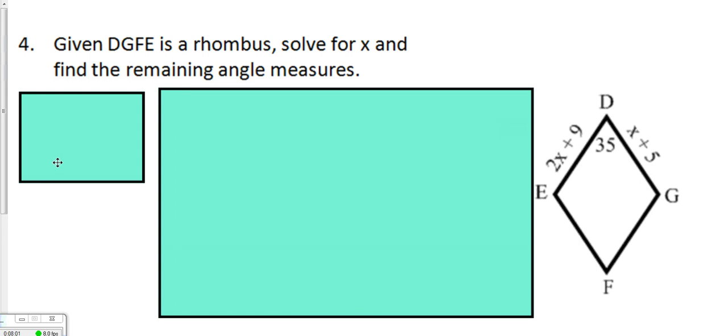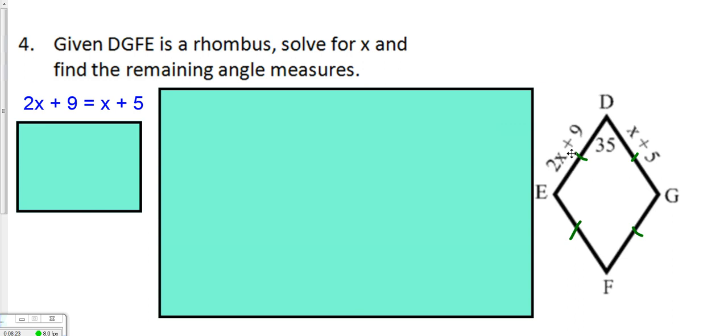Example 4, given that DGFE is a rhombus, solve for X and find the remaining angle measures. Well, because it's a rhombus, we know that this side is congruent to this side, is congruent to this side, is congruent to this side. All of them are the same length. So what that tells us for sure then is that 2x plus 9 equals x plus 5, because these are the same exact length.